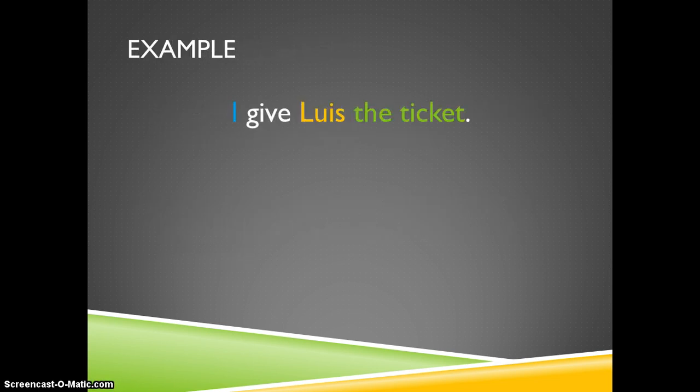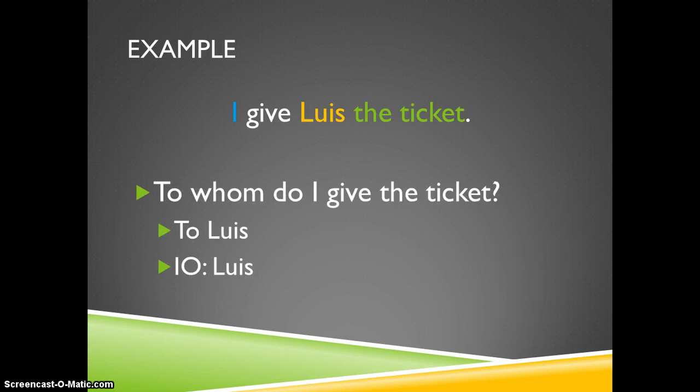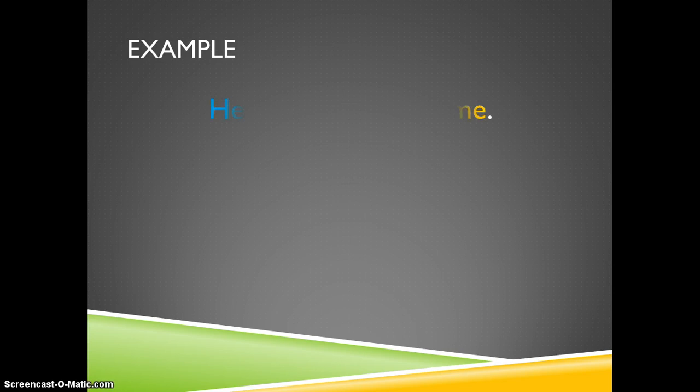I give Luis the ticket. To whom do I give the ticket? To Luis. So Luis is our indirect object. The direct object, what do I give? The ticket. So that's our direct object. And then finally, who is giving the ticket? I am. So I am the subject. Okay? Let's check out another example.